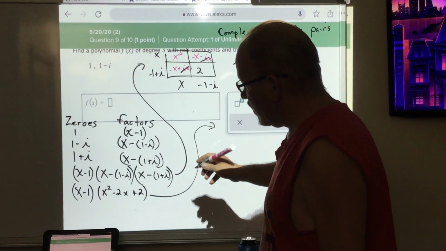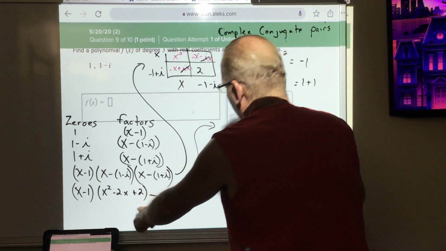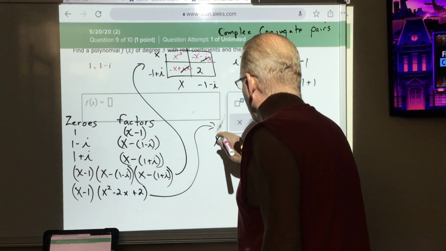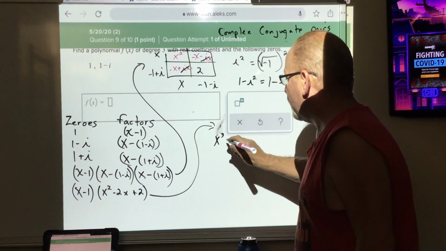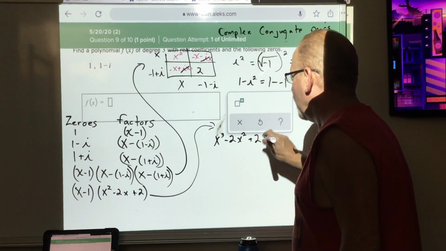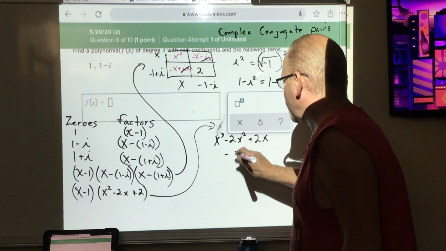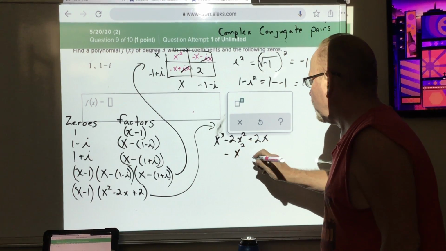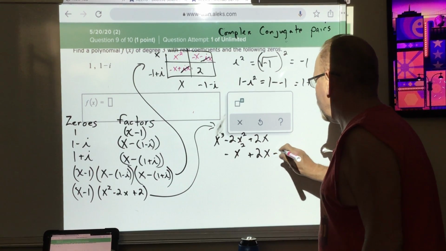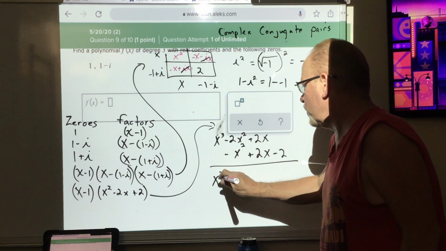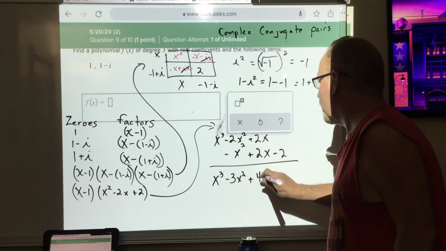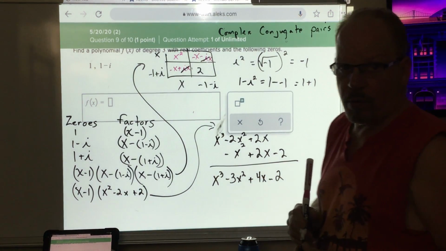Yeah, this is math. I like this. This is fun. Now I'm going to take x and multiply it through. x times x squared is x to the third. x times negative 2x is negative 2x squared. x times plus 2 is plus 2x. And then negative 1 times x squared is negative x squared. Negative 1 times negative 2x is plus 2x. Negative 1 times positive 2 is minus 2. So we have x cubed minus 3x squared plus 4x minus 2.